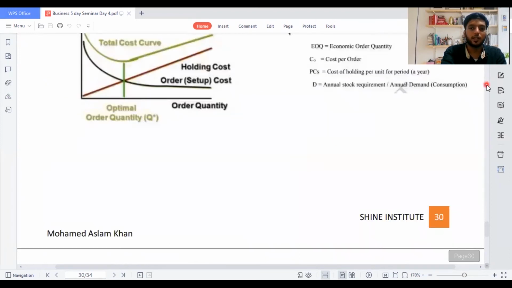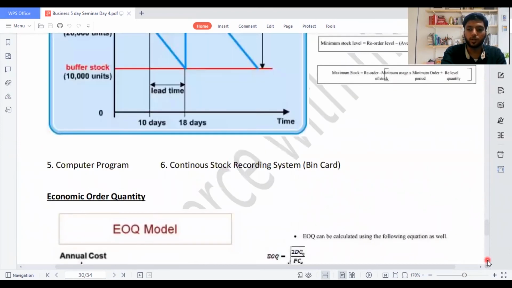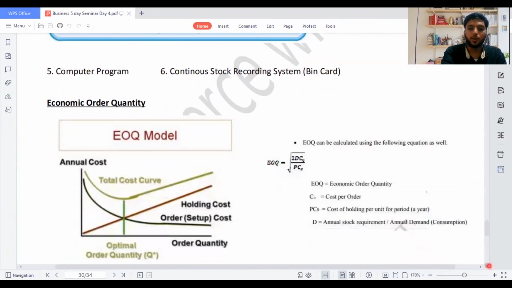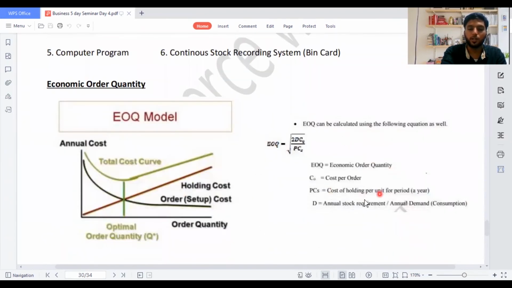So they are saying that you need to know how much EOQ you need to have in a business. What is the economic order quantity? At what quantity you need to order in business. Now you have a formula you need to remember when it comes to EOQ: square root of 2DC over PC. So this 2 is just 2 into D, where D is the annual demand, the annual stock requirement. Then C is the cost per order. They will give these values in exams.